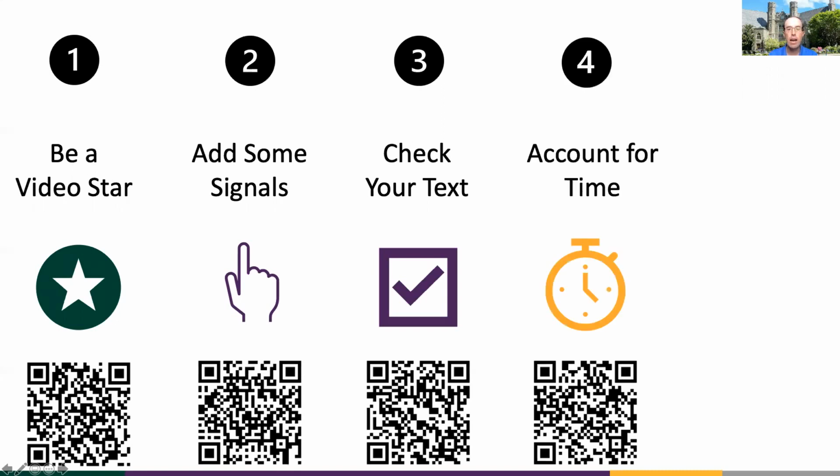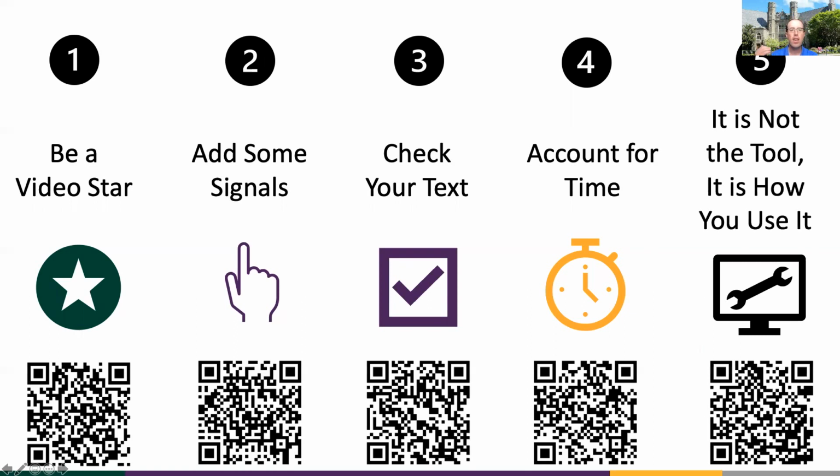Next, account for time by setting a time limit for yourself, both in the recording process, but also in the editing process, right? That 1 hour and 48 minutes, you want to try not to spend so much time on these videos. And finally, it's not really the tool, right? Identify the tools available to you, get comfortable using them, learn how to use them, and then apply those design principles as you create. You can apply these concepts really with any set of tools.